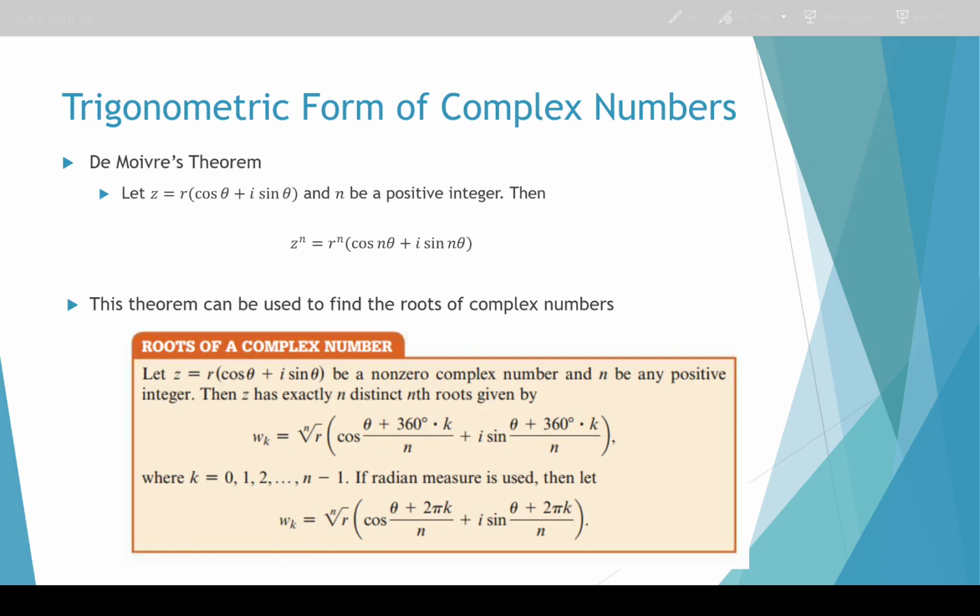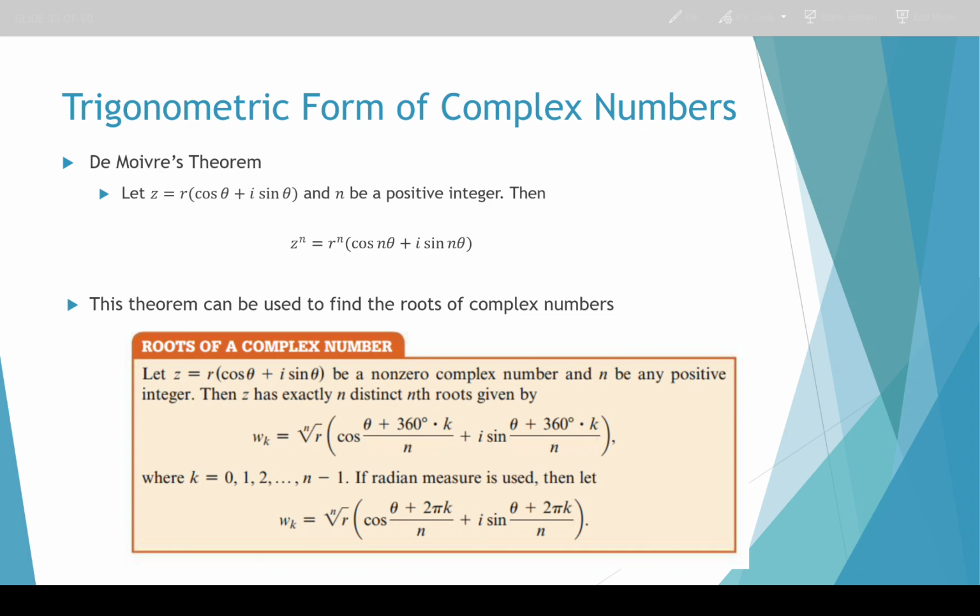So de Moivre's theorem: let z be a complex number equal to r cosine of theta plus i sine of theta, and n be a positive integer. Then z to the n is equal to r to the n times the quantity cosine n theta plus i sine n theta. This theorem can be used to find roots of complex numbers. So that's kind of the idea here.